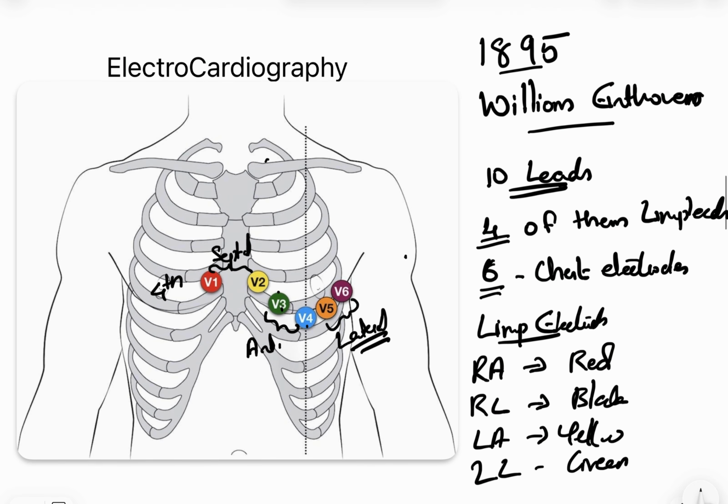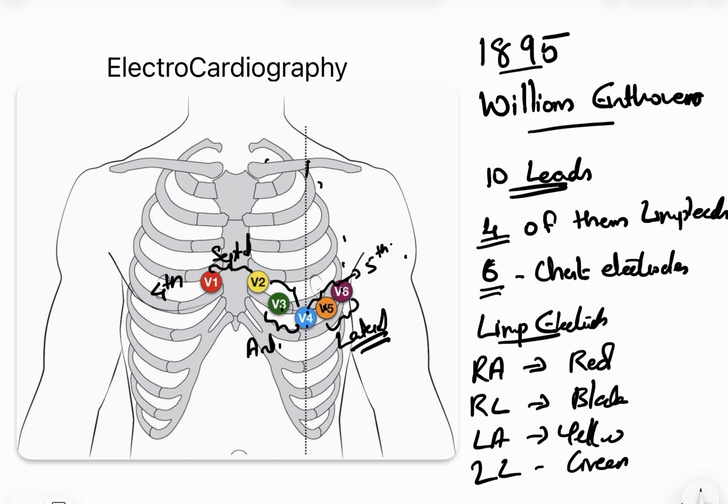V3 is between V2 and V4. V4, V5, and V6 are in the fifth intercostal space, but V4 is in the mid-clavicular line, and V5 is in the left anterior axillary line. V6 is in the mid axillary line. So this is where we place the electrodes on the chest of the patient in order to assess the electrical activity of the heart.